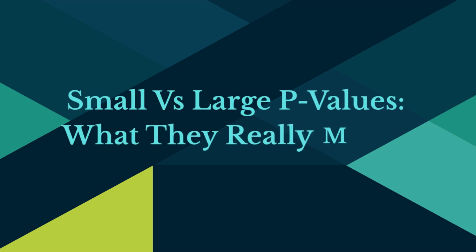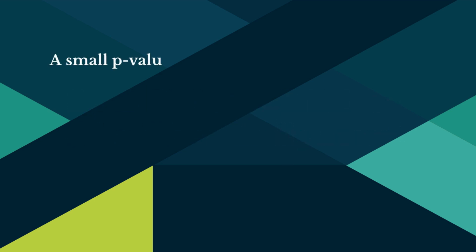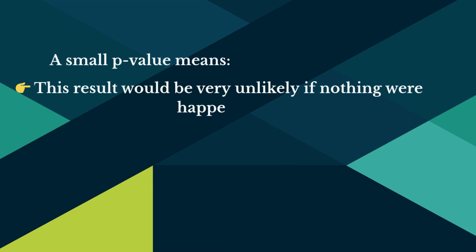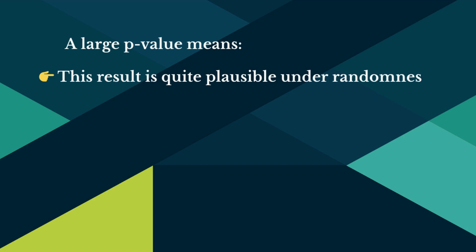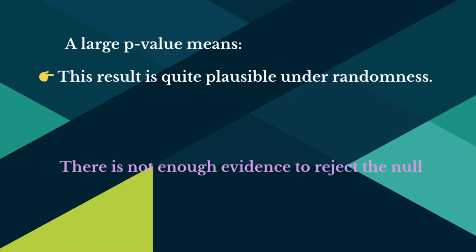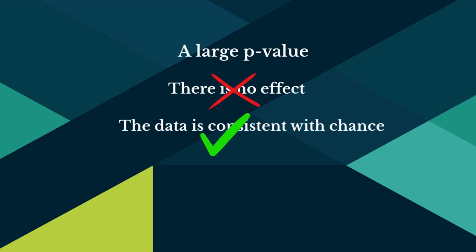Now, let's see how to interpret small and large p-values. A small p-value means this result would be very unlikely if nothing were happening. So, we say there is evidence against randomness. A large p-value means this result is quite plausible under randomness. So, we say there is not enough evidence to reject the null hypothesis. An important point is that a large p-value does not prove there is no effect. It only means data is consistent with chance.